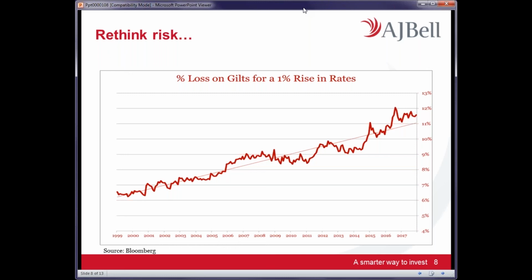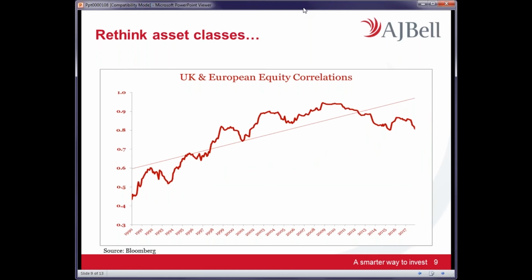So we really need to rethink what we mean when we talk about risk. The idea that we are forcing our most cautious and most conservative investors into this type of investment just makes no sense to us whatsoever at AJBL. We need to rethink what we mean about asset classes.